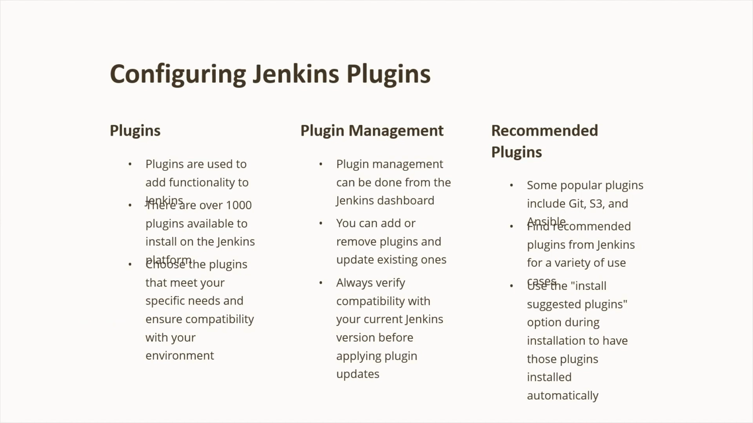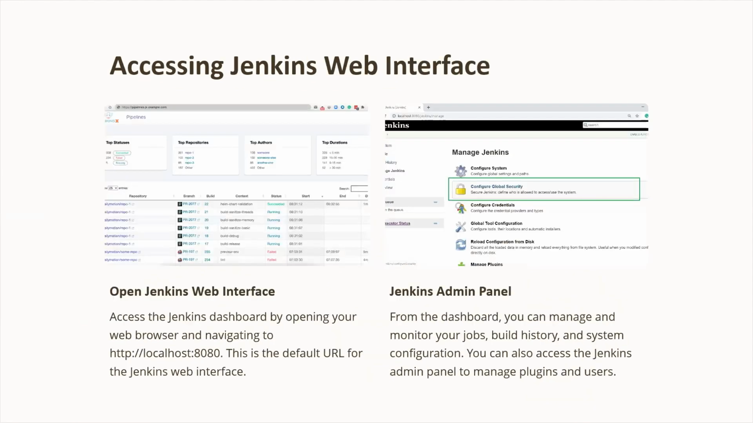Some popular plugins are Git, S3 Bucket, and Ansible. Find recommended plugins from Jenkins for a variety of uses. Use the install suggested plugins option during installation to have those plugins installed automatically.